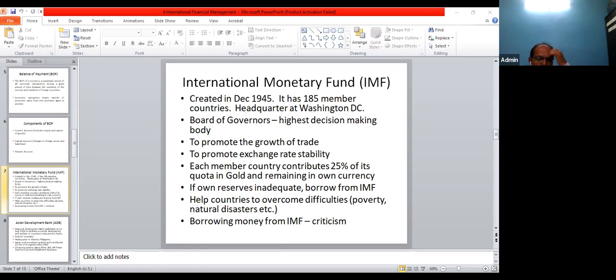In this unit 1, if you have observed last session and today's session, we are just touching different points of global issues and the agencies who are playing at a global level. Maybe in the next session, we will start unit 2.